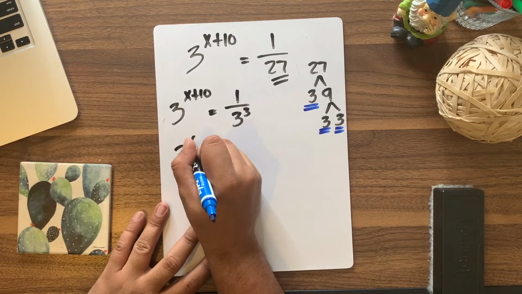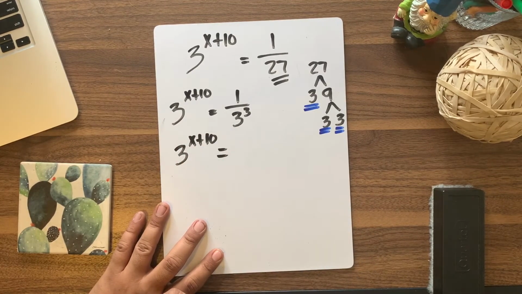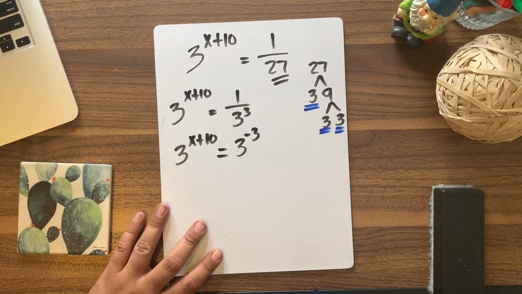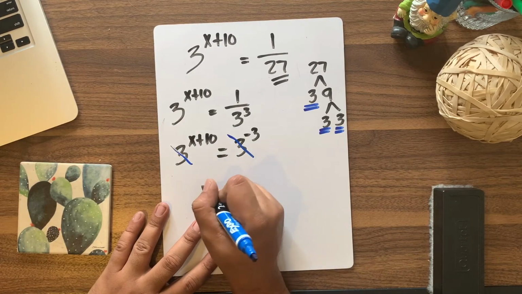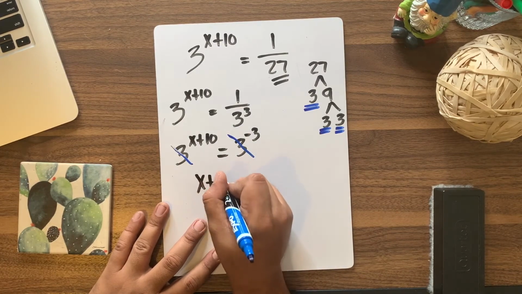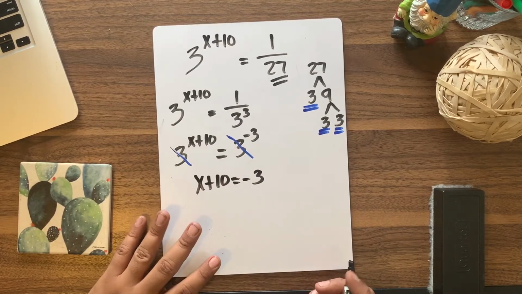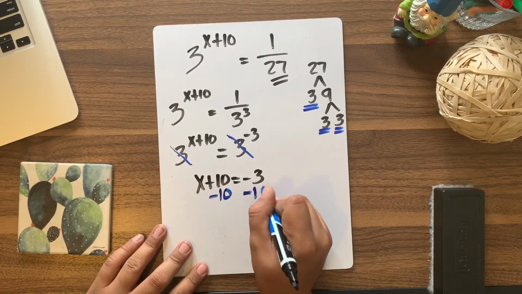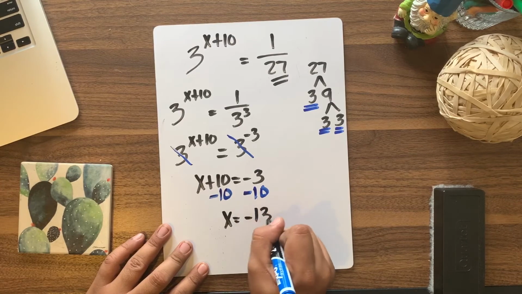And let's write that fraction in negative exponent format. So this will be 3 to the negative 3. Now you do have common bases, so you can cancel it out. And you end up with x plus 10 is equal to negative 3. To isolate the x, we're going to move the 10. And x must be negative 13.